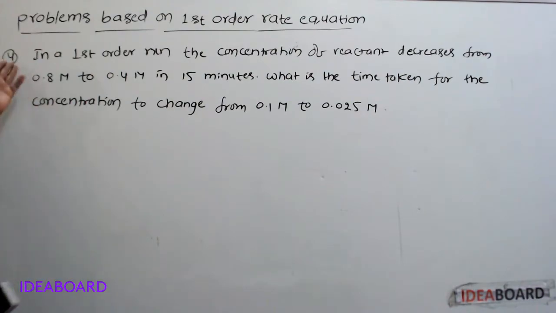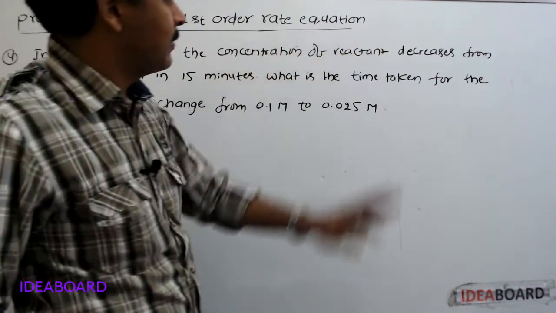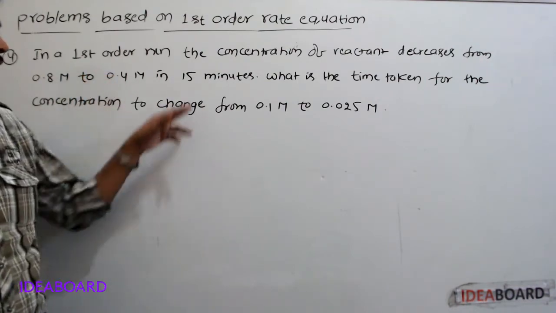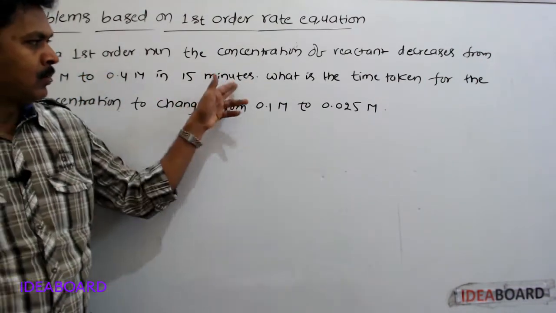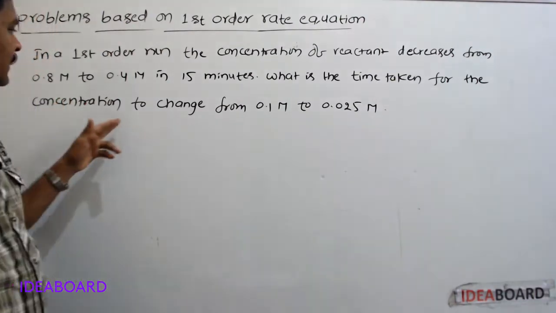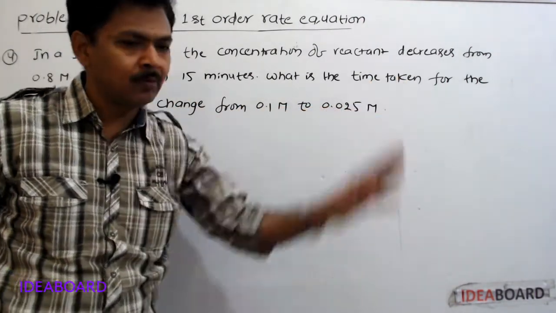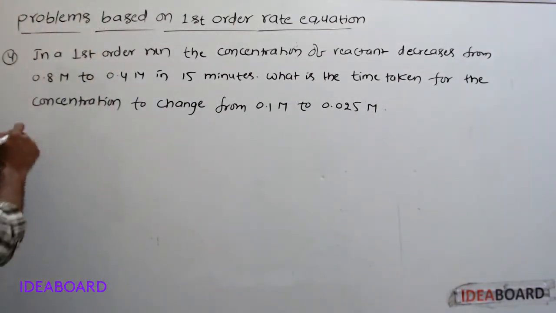Next problem. In a first order reaction, the concentration of reactant decreases from 0.8 to 0.4 molar in 15 minutes. What is the time taken for the concentration to change from 0.1 molar to 0.025 molar? It is a very easy problem.